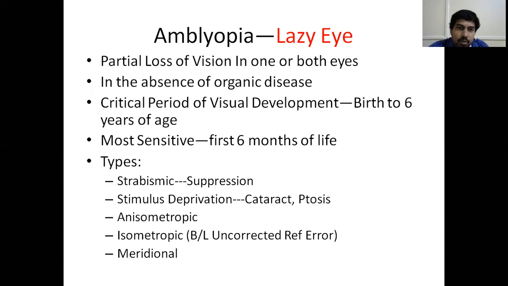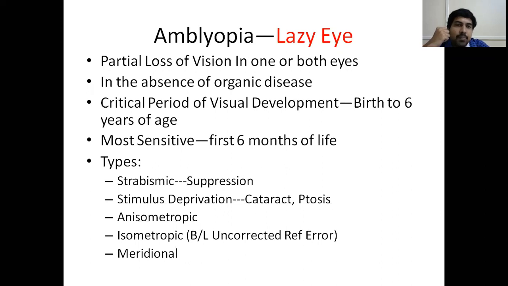Suppose the eye is not able to see properly because of squint. In squint, what happens, I told you, there is suppression. Suppose one eye is looking towards the right side and the other eye is looking straight. In order to avoid confusion, the brain suppresses one eye. One eye will not be functioning. That is an active cortical inhibition. That is called strabismic type of amblyopia, because of strabismus. The brain causes suppression of the image in one eye. That is known as strabismic amblyopia.